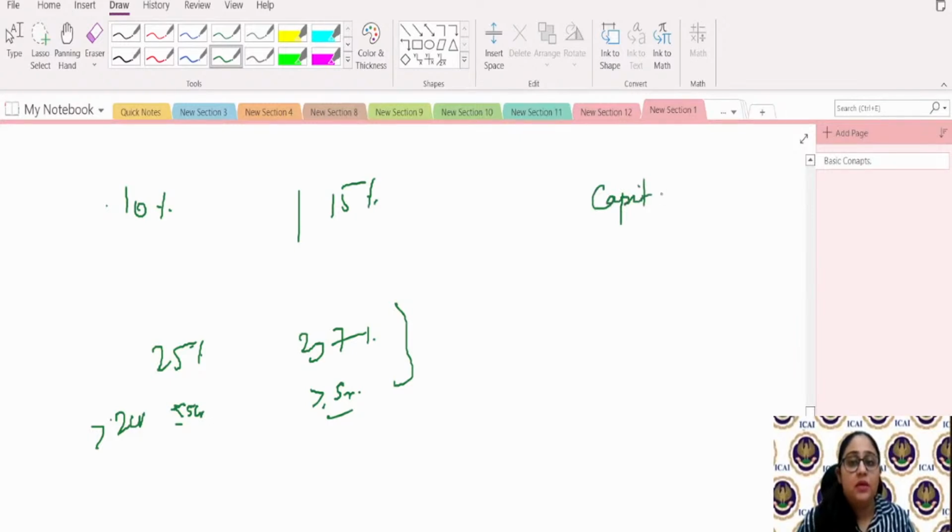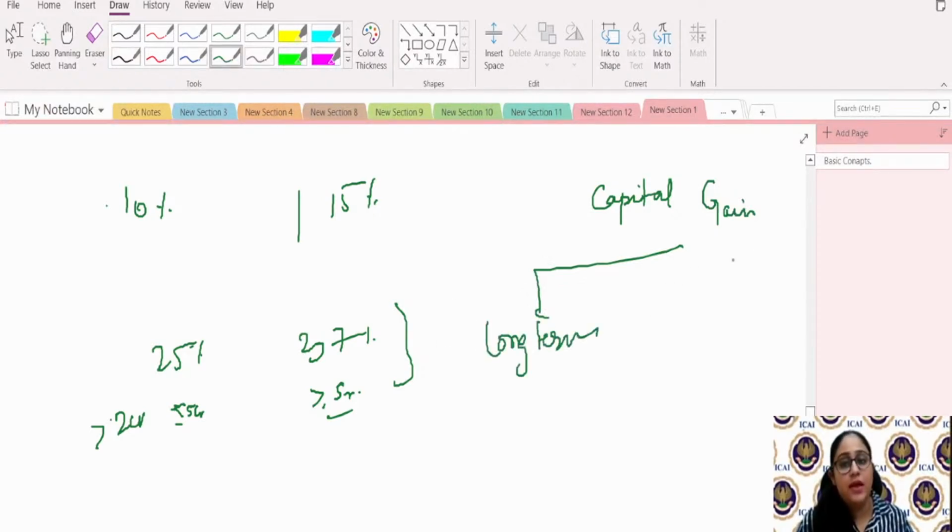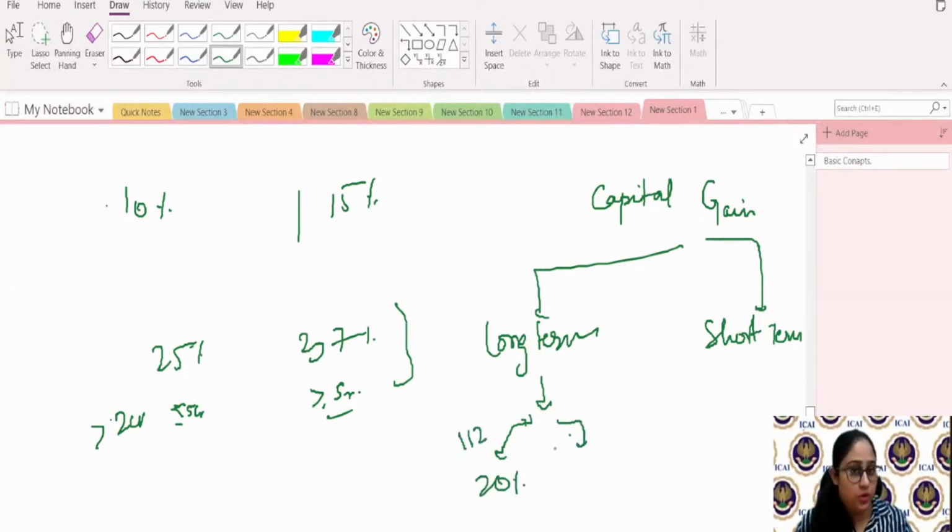So capital gain, which is your fourth head of income, is of two types: long term and short term. Long term capital gain in India is majorly taxed at 20% under section 112, and another long-term capital gain is taxed under 112A, at the rate of 10% after a 1 lakh exemption. This is for listed equity.